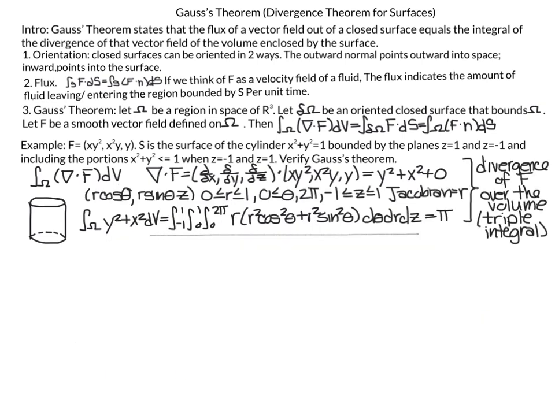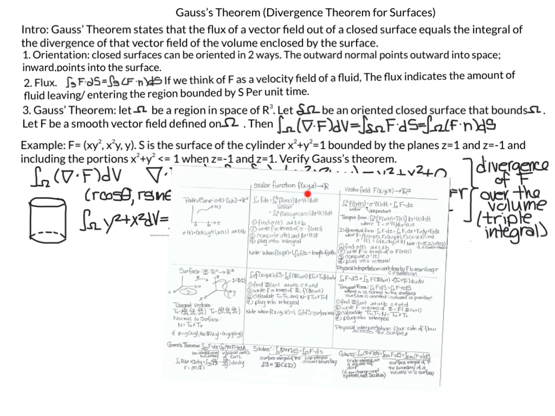Since we want to verify Gauss's theorem, I need to do this calculation again using the other side of the equation, the surface integral. So I summarized my calculations that we just did for the volume integral, and I reminded myself that this calculation was the divergence of F over the volume, and it was a triple integral. To remind us where we are on our summary sheet, we're doing Gauss's theorem. We just calculated this triple integral, the volume integral, and now we're going to verify by calculating the surface integral.